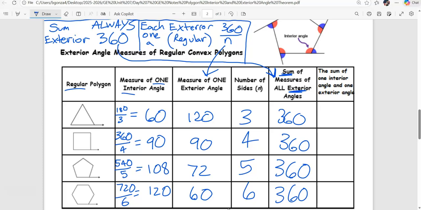Okay. And here's the deal. When you add up the one in and the one out, these two columns, if you add up this and this column, they always add up to 180, okay? Because they're supplementary. 60, 120, 180. 90, 90, 180. 108, 72, 180. 120, 60, 180. You're just adding up the one interior, the one exterior, okay?